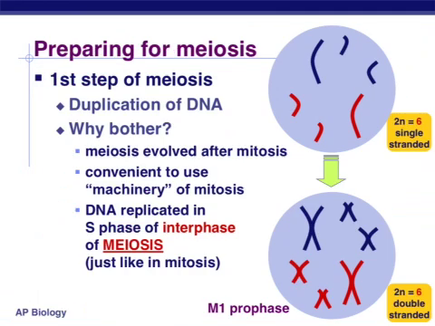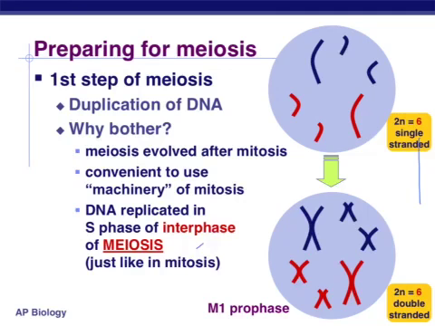So in the first step of meiosis, like I said, we're going to go ahead and duplicate DNA. Why? Because this process evolved after mitosis. In mitosis, we replicate DNA. It's convenient to use all the parts and pieces that we still have. But remember, these phases are not going to be phases of meiosis. Okay, so they'll be interphase of meiosis, just like how we have interphase of mitosis, or interphase leading into mitosis.